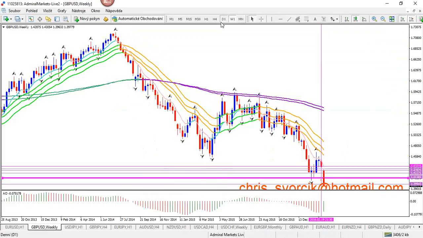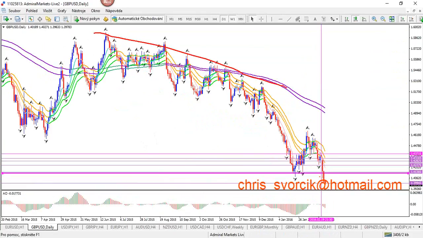Then if we look at the daily chart, here you can see that slow start because weekly we were kind of choppy in this.